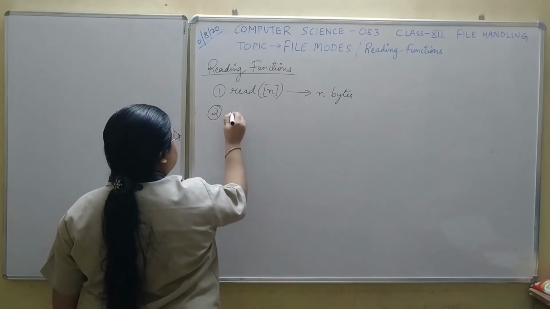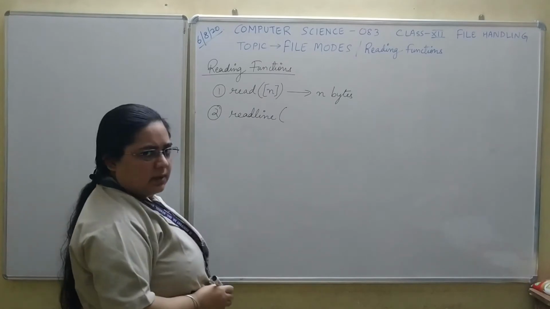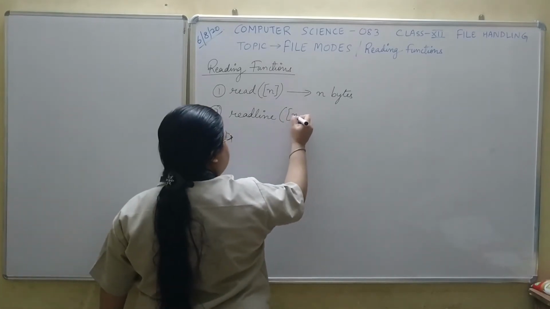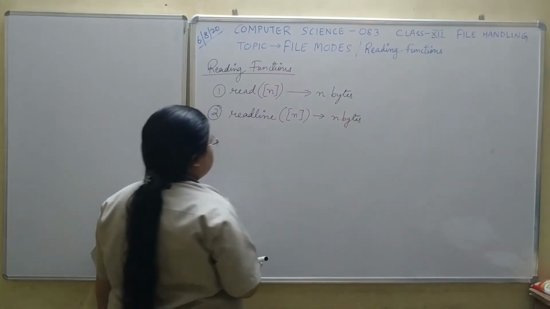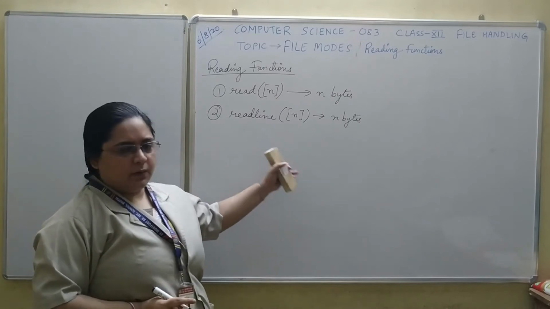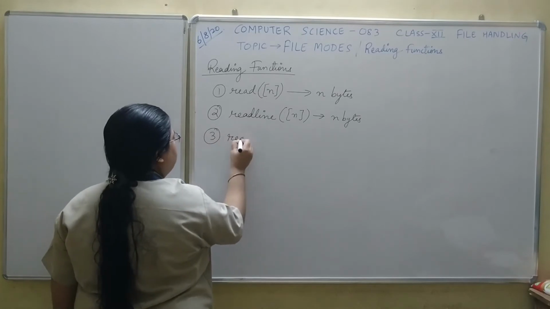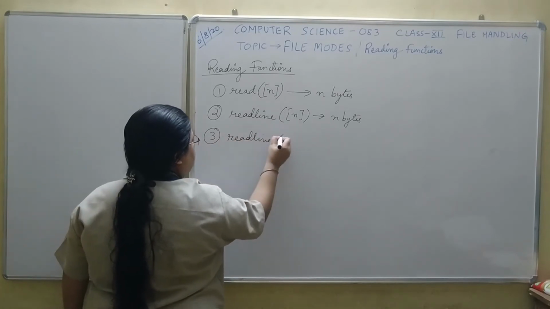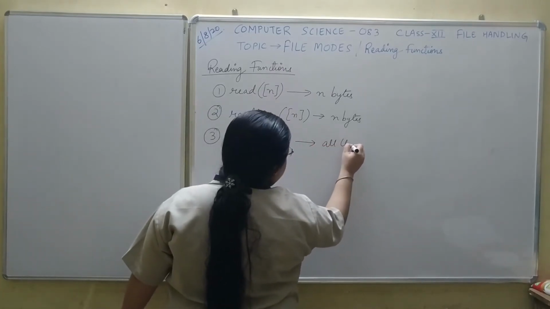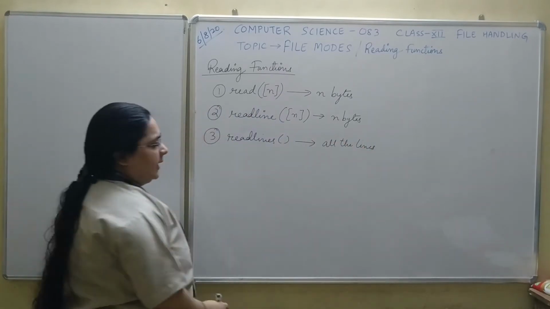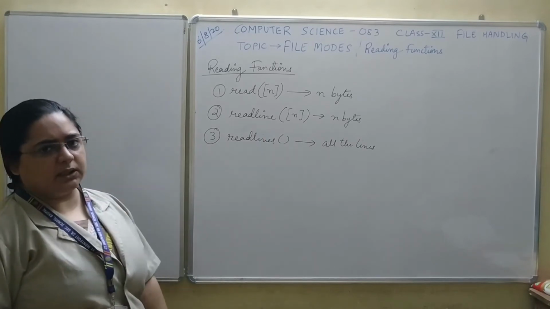Second is the readline function, which is used for reading one line at a time. Again, it has an optional argument n, where n stands for n bytes. So here it would be read n bytes from the current line. Okay. And the third one is readlines. Now this readlines function is used for reading all the lines from the file. So basically these three functions are used for performing read operations within the file.